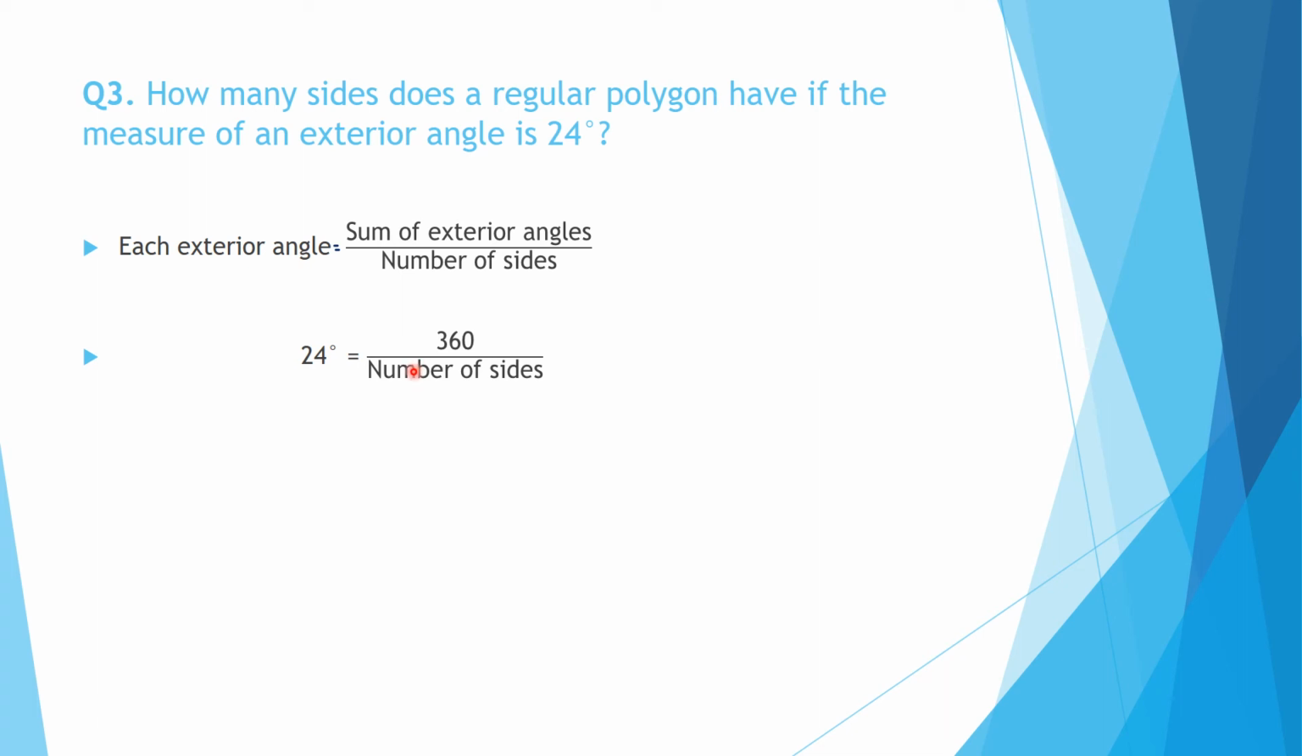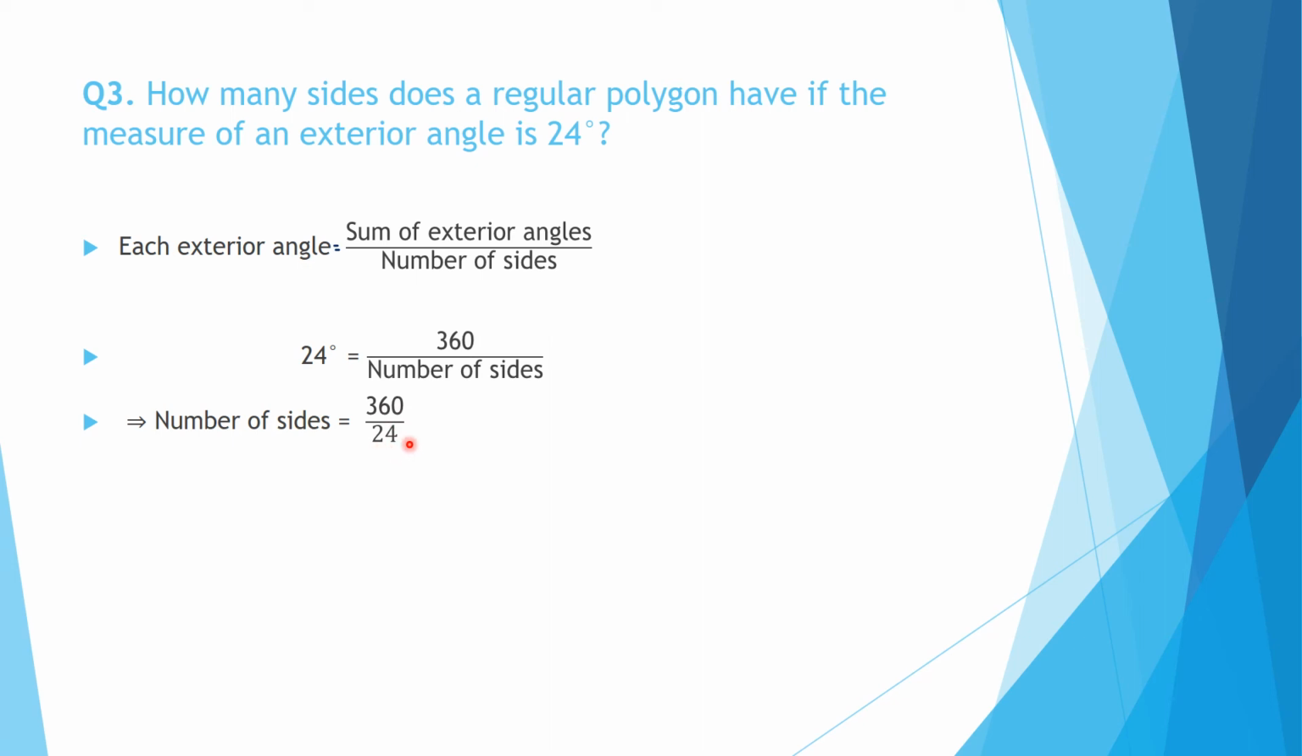So number of sides multiplied by 24 is equals to 360, and then number of sides जो आपका 24 मल्टीप्लाई हो रहा है नंबर ऑफ साइड्स के साथ, वो दूसरी साइड आके डिवाइड हो जाएगा. So it would be 360 upon 24. You will be reducing it with the table of 12.